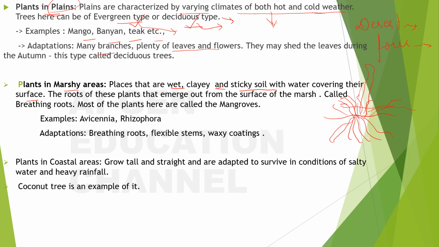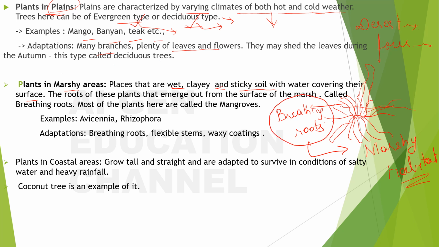These are called breathing roots. What are these? Breathing roots. And breathing roots are typical of which place? Marshy places, marshy habitat. So the other Olympiad question you may get is, in which type of plants you can find the breathing roots. You can give this one. Most of the plants here are called mangroves, mangrove forests. This is the association you should remember, and these are the examples.